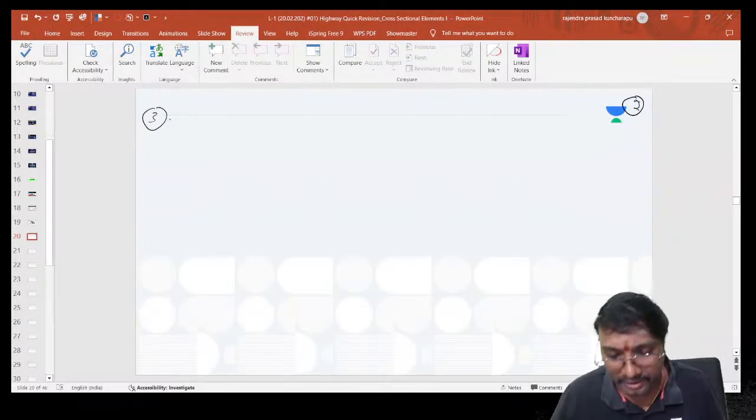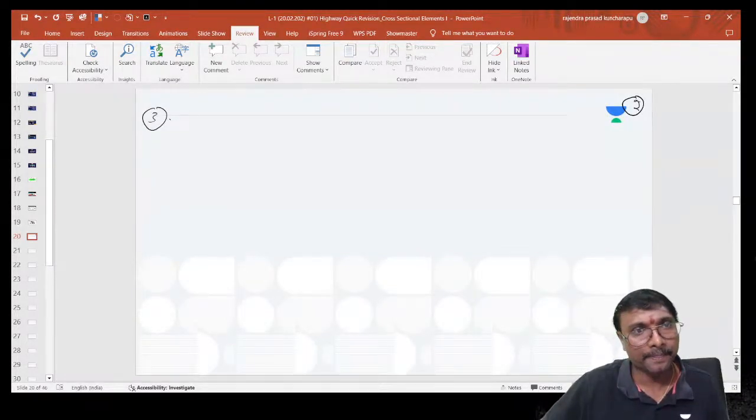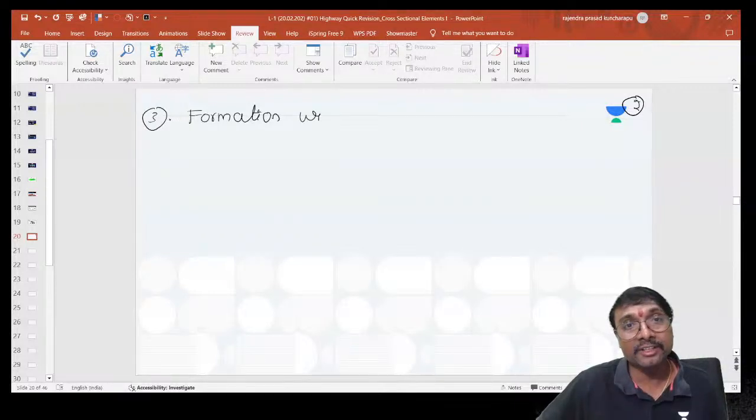Right. So here, what is the formation width? Tell me. Anyone? Is anybody there or nobody there? It is showing 11 people are live, but nobody is responding. Formation width.